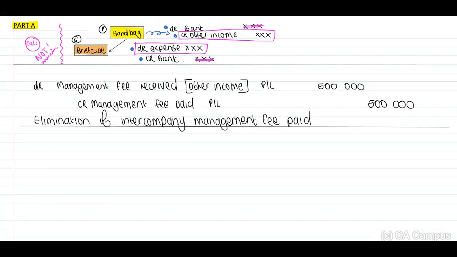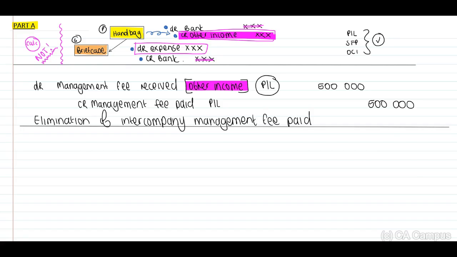Therefore, debit management fee received, and this is in terms of the credit leg recognized in Handbag Limited, our other income. Indicate to your marker that this is in your profit and loss. Now, guys, your profit and loss, your statement of financial position, your OCI, these are the only abbreviations that you may use in your journal entries.